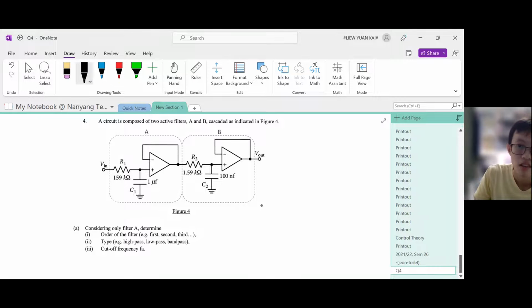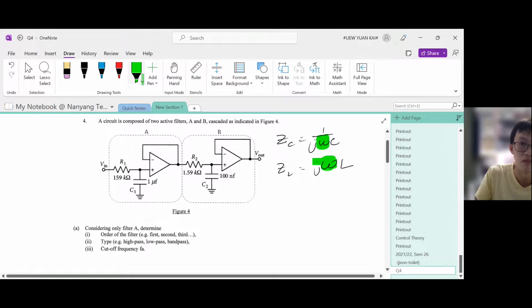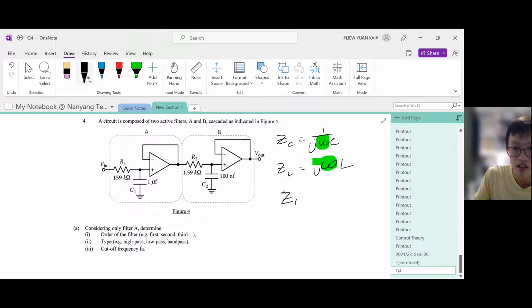For example, the impedance of a capacitor depends on omega, right? See, J omega C, there's an omega. And then an inductor also depends on omega, so J omega L. So it also depends on omega. But resistors, no, right? They're not dependent on omega. See, it's just R. There's no dependence on omega. So no matter what the frequency is, its impedance doesn't change.